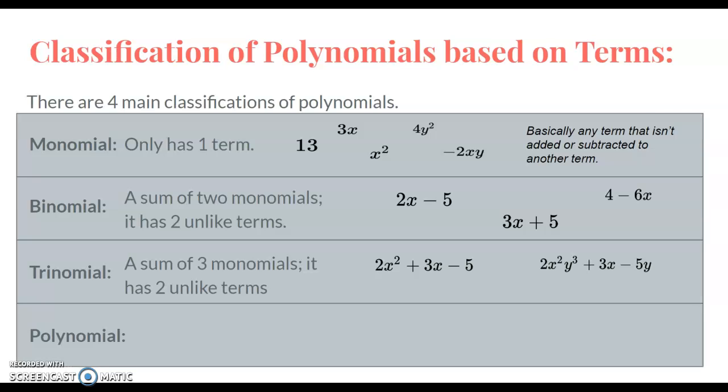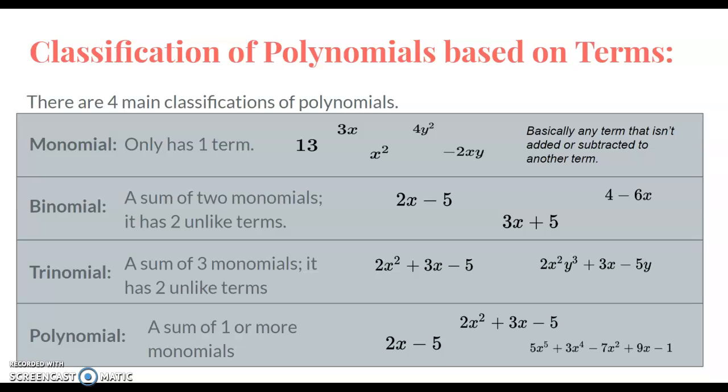And then a polynomial can be essentially any of the other terms that we have already gone through. It's just basically considered a sum of one or more. So it could be a monomial, it could be a binomial, it could be a trinomial, and it could be way more complicated where it has 5 different terms or more. So a polynomial just classifies anything that goes above what we consider a trinomial.